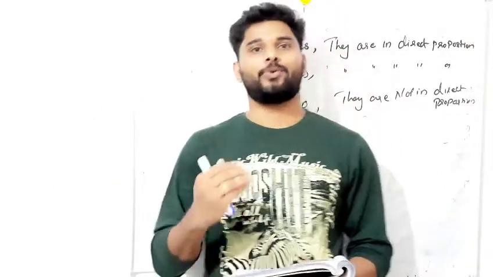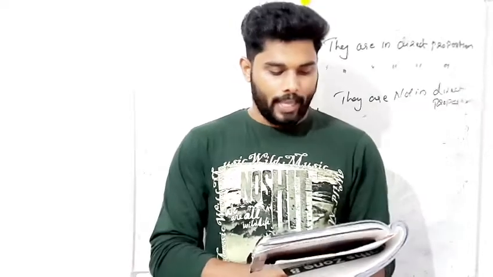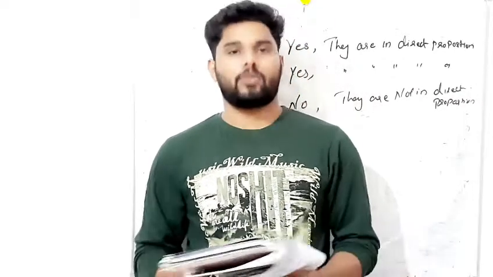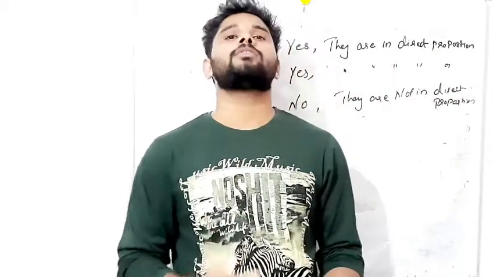Now, directly we are moving to exercise 11.1, question number 1. The question is, identify whether the following situations are in direct proportion or not. First question is, number A, number of pens and their cost. So, we have to find out whether the number of pens and their cost are in direct proportion or not.